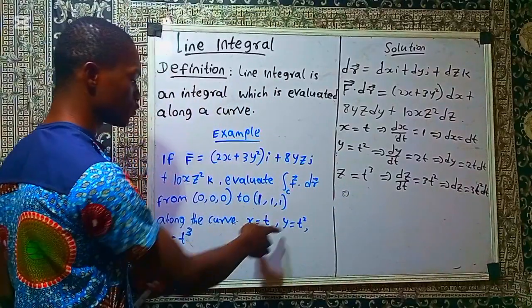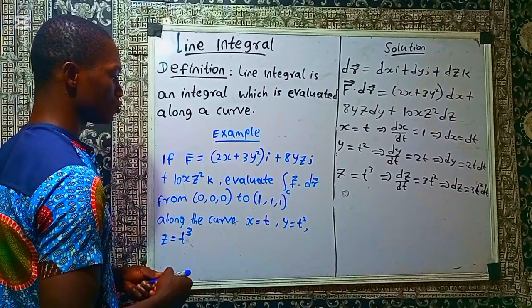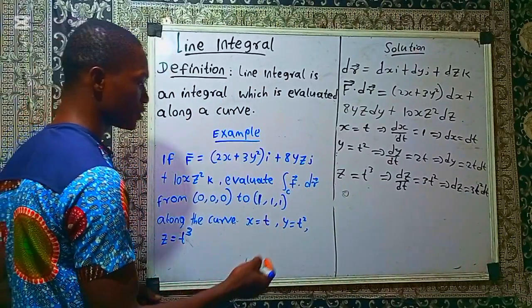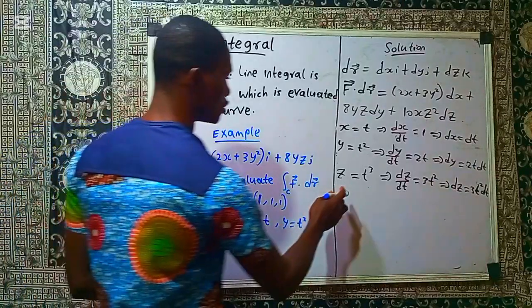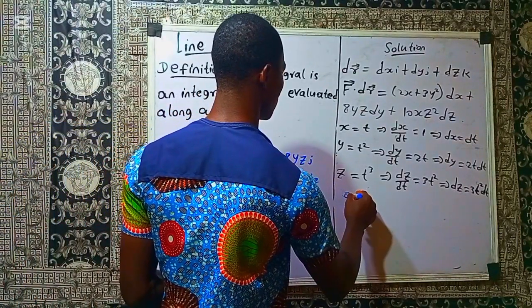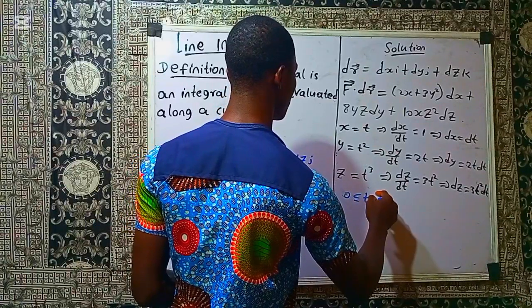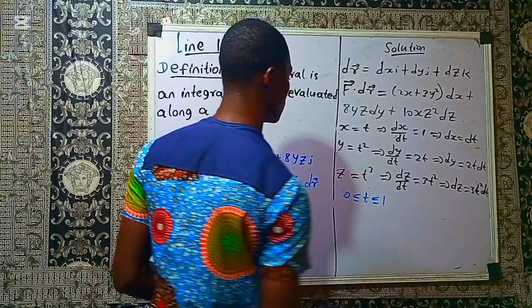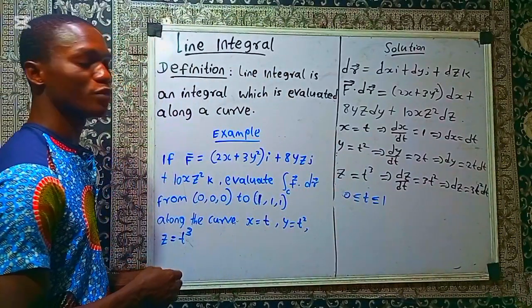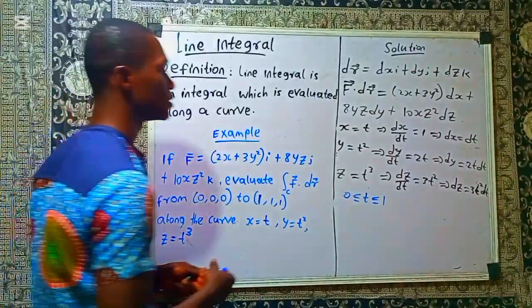If you go to y to analyze the same thing, you get the same results. If you go to z, you get the same result. Which means that t will lie between 0 and 1. So we are going to perform the integration in terms of t.